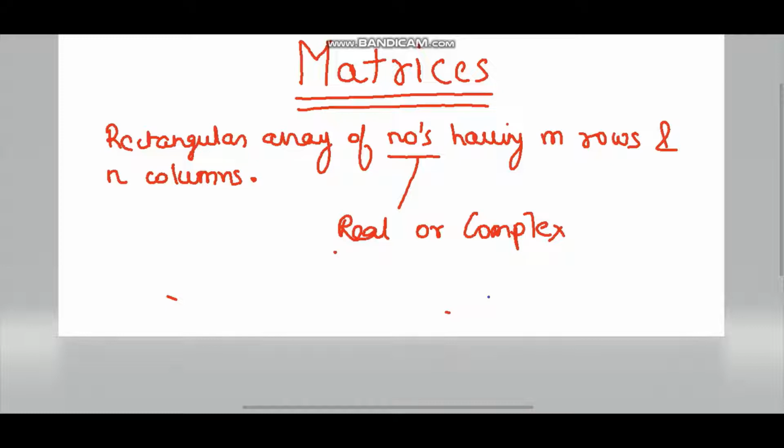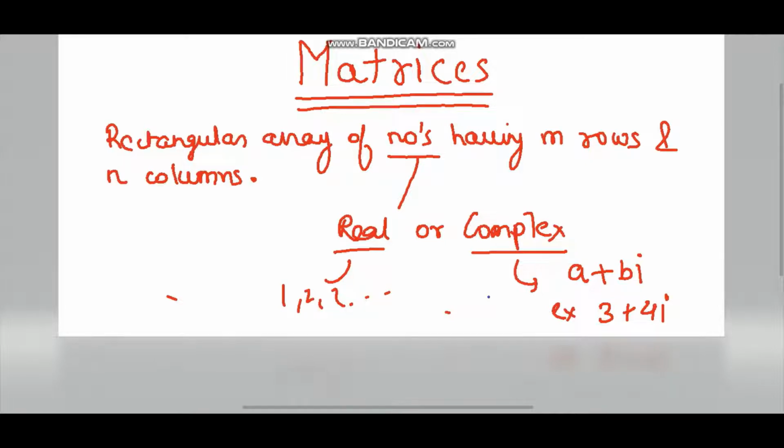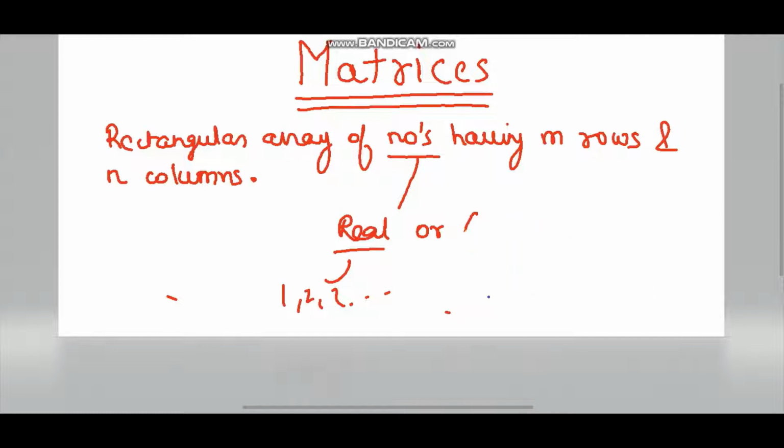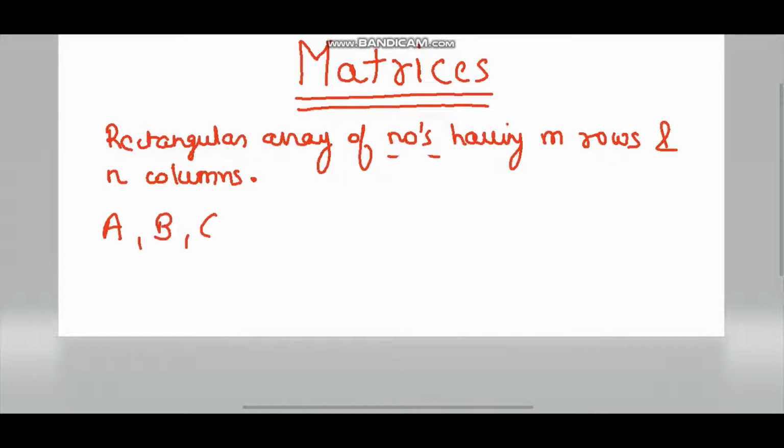And I think you guys are already aware of what is a real number and what is a complex number. A real number is like 1, 2, 3, and so on. And a complex number is one in the form of a plus bi, for example, 3 plus 4i. Now we will denote matrices only by capital letters like A, B, C.